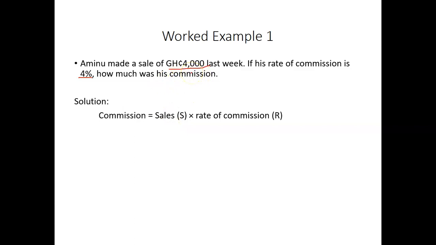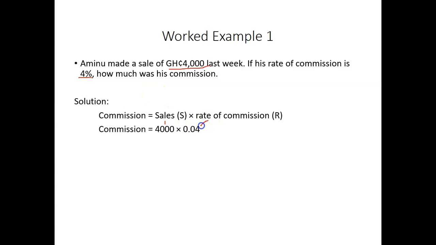So since there is no quota, you are just going to use the formula commission is equal to sales times rate of commission. Then we substitute. So what was sales? Sales was 4,000. So we substitute 4,000 in place of sales. You get it? And then the rate of commission was 4%. So 4% means 4 divided by 100, and that gives you what?